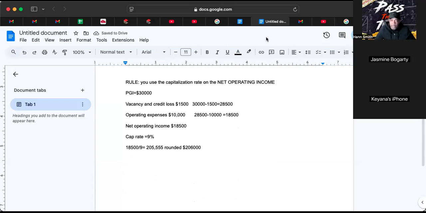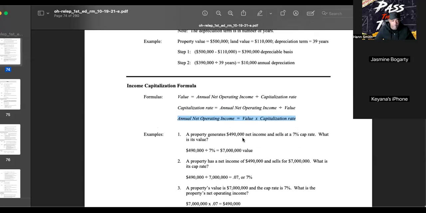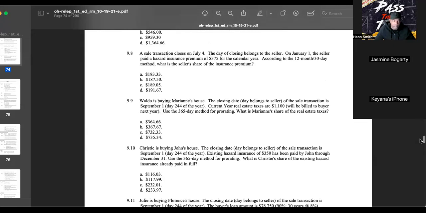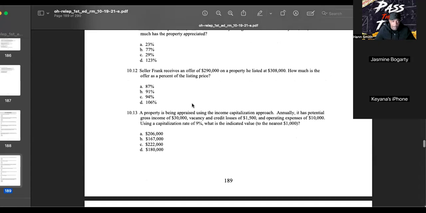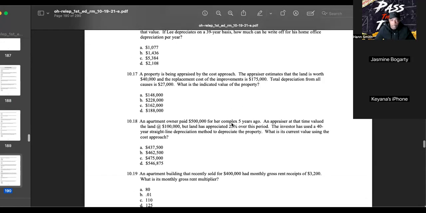So that's the answer. All right. So let's go to the back of the book and see if that's the answer. Now, there's a couple other things I want to tell you about once we check the answer. All right, so let's go to the back of the book. That was question 10.13. Let's go check the answer in the back of the book. 10.13. All right, right here. This is our question. 206,000 is A.